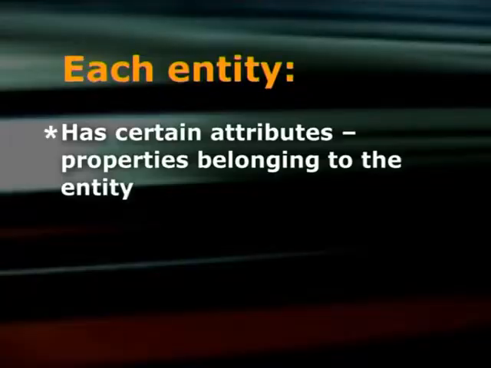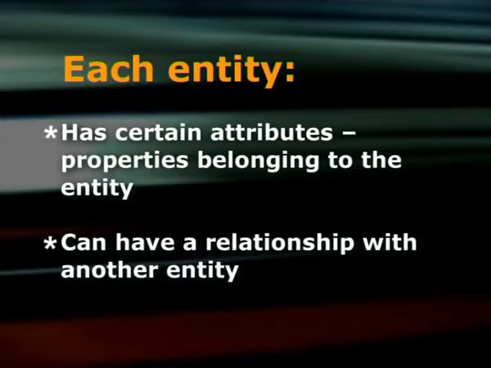Each entity has certain attributes which are the properties belonging to the entity, and can have a relationship with another entity. I always think of entities and their attributes as nouns and relationships as verbs. For example, you, Thabo. You are a learner. That's a person entity. You have your own name. That's an attribute. Also, you take part in various things. That's a relationship.